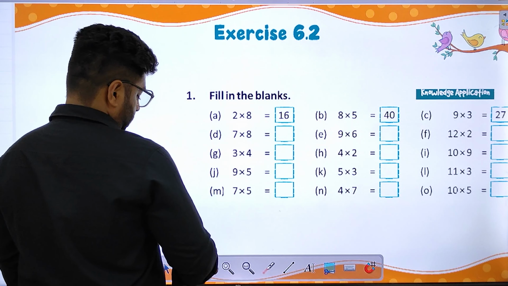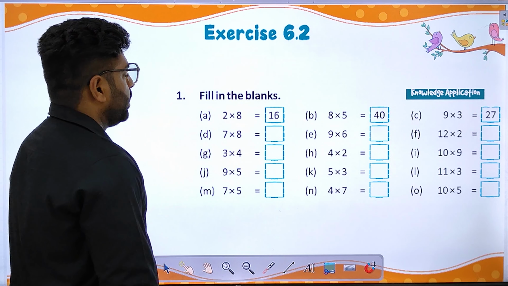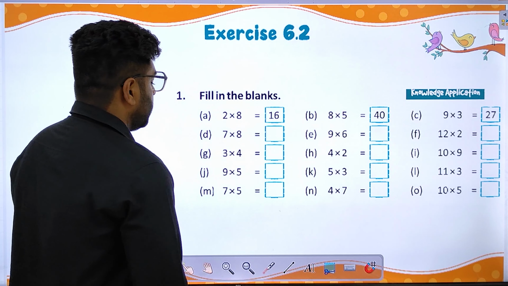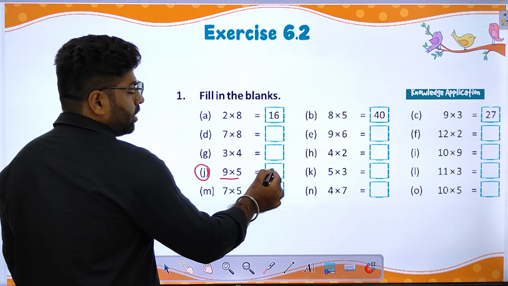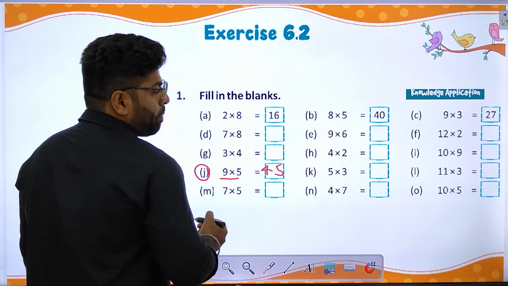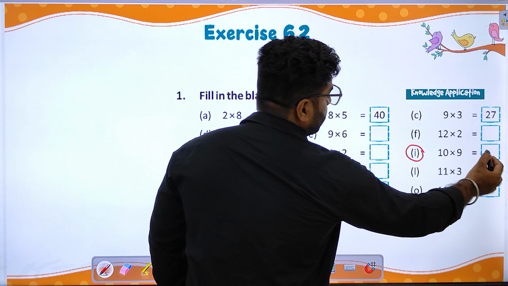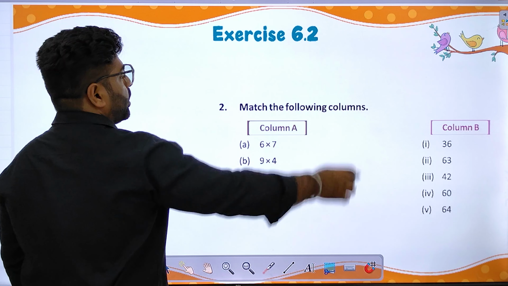Okay, now we are having exercise 6.2. Fill in the blanks. You can use that table for filling it, but I am doing it directly because I have learned the tables. Just like 9 fives are 45. Then we are having the I part, that is 10 multiplied by 9. That is 90.